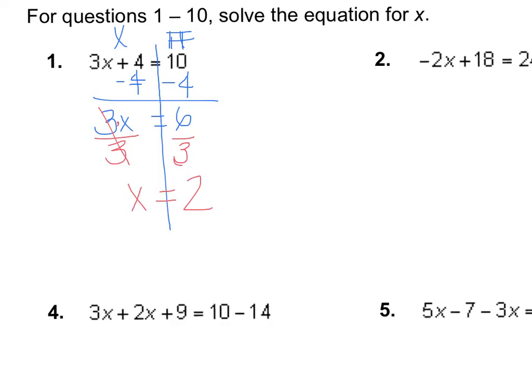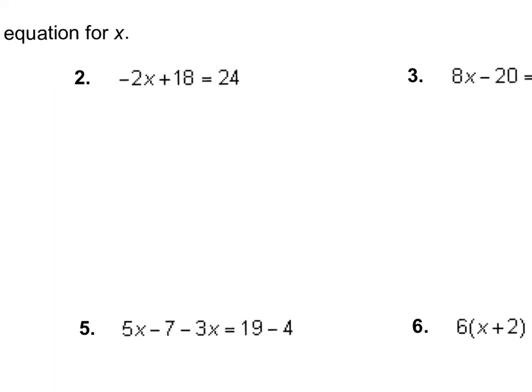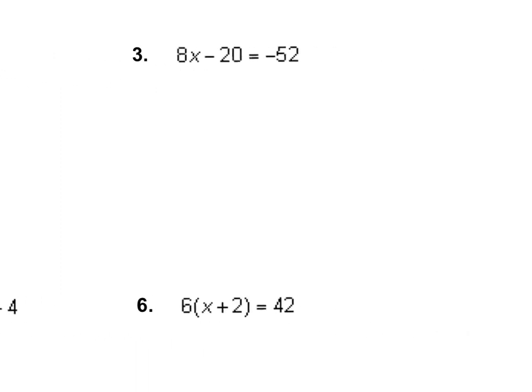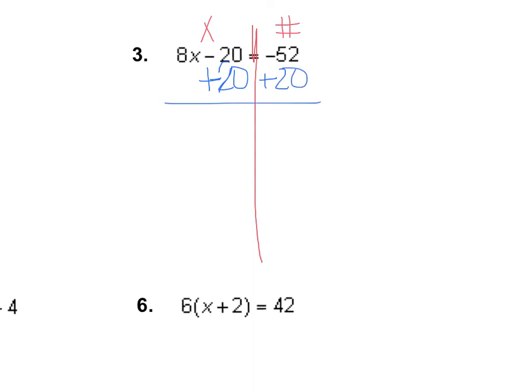All right, so moving on to number 3. We have 8x minus 20 equals negative 52. So I'm trying to get my x's on one side and my numbers on the other. So to get x by itself, I need to get rid of the minus 20. So I'm going to plus 20 to both sides. So minus 20 and plus 20 are going to cancel.